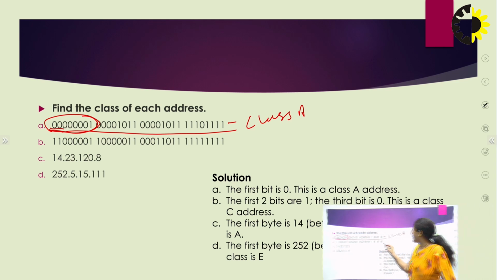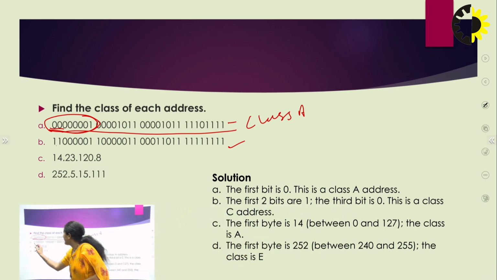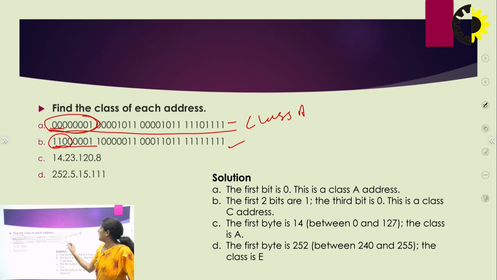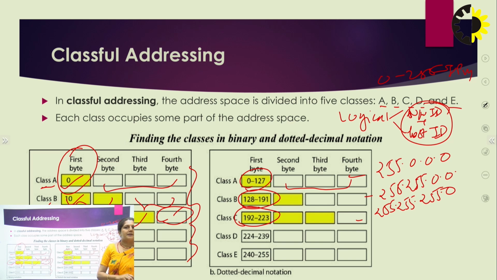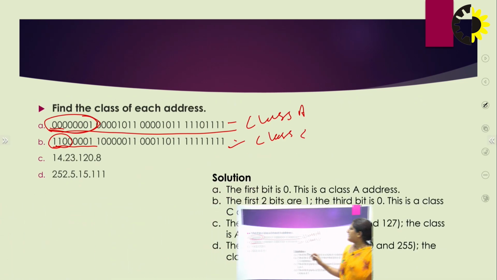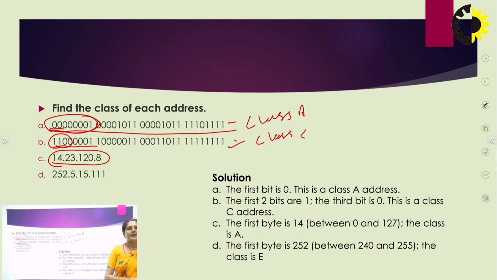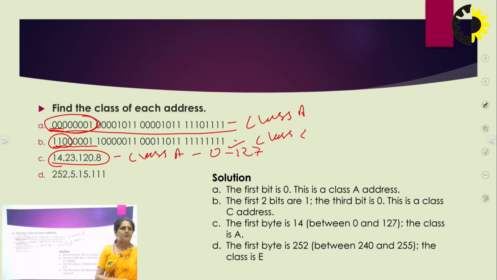Similarly, in the second one, where did it start? The first octet starts with 110, so it represents class C. In this case, how can you identify 14.23.120.8? It represents class A, because the range of class A is from 0 to 127.